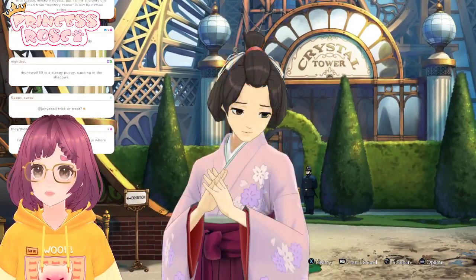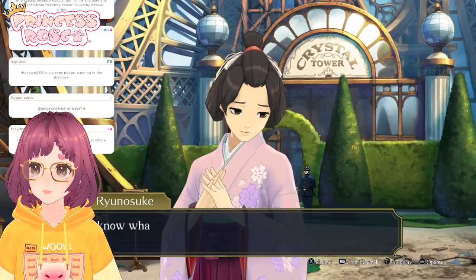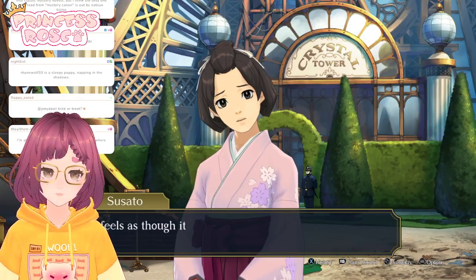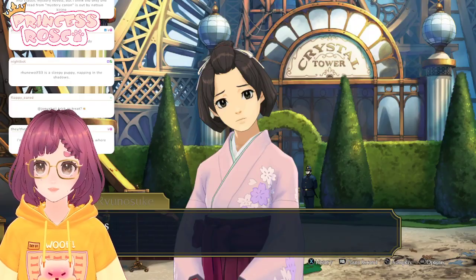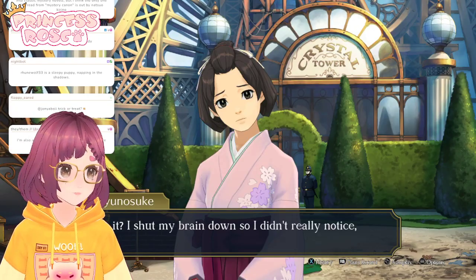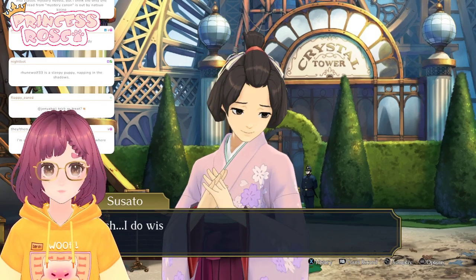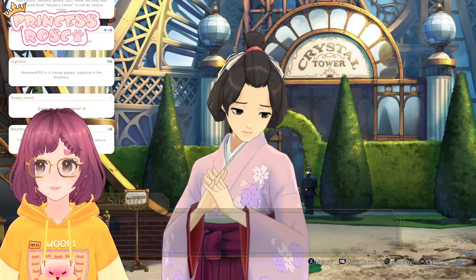Look! It's a dog! I had no idea there were so many people in the world. I know what you mean. It's really packed here today. Feels as though it's taken us 2 hours just to make our way through the crowds to this point. Has it? I shut my brain down, so I didn't really notice, to be honest. Gosh, I do wish I had your absence of mind sometimes, Mr. Naruhodo.